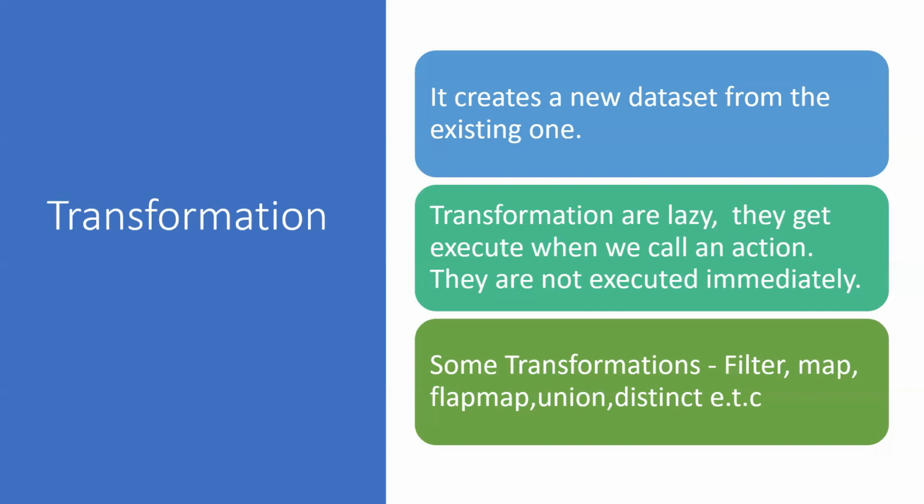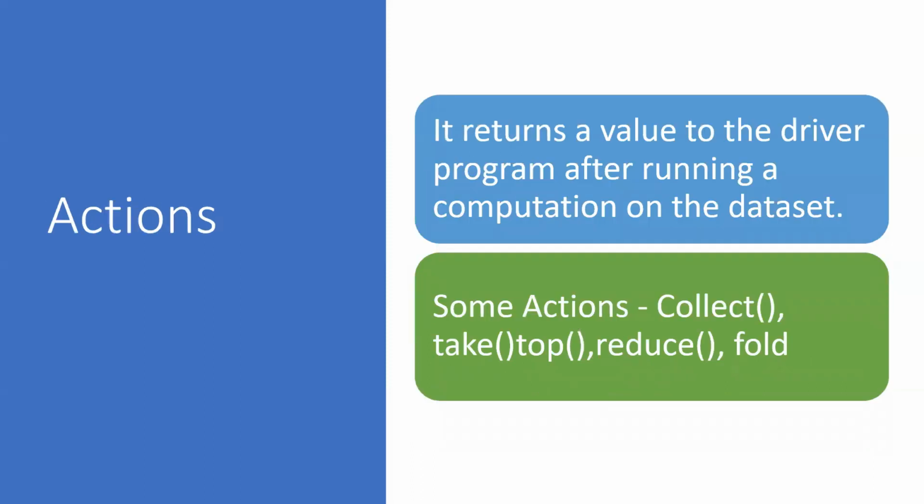Transformations are lazy. They get executed when we call an action. Meaning, if you do a transformation, you will not see any output. You will only be able to see the output once the action is called. That's why transformations are lazy in nature. Some examples of transformations are filter, map, flatMap, union, distinct, etc.